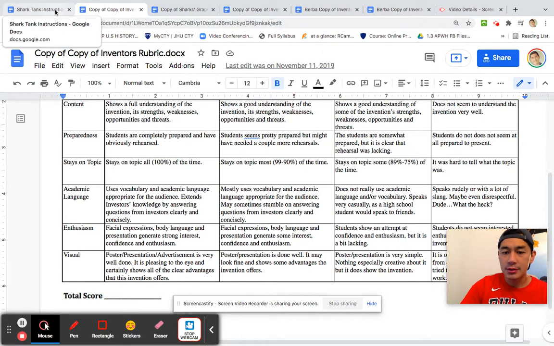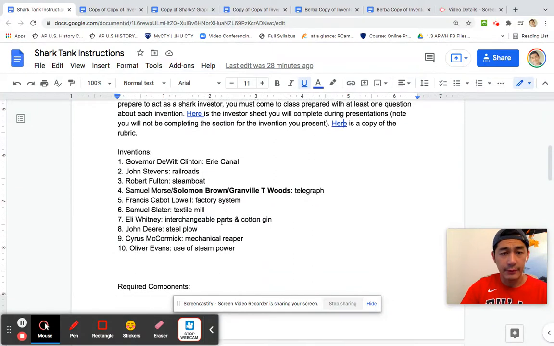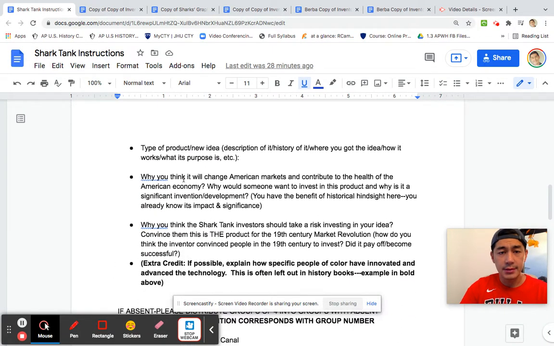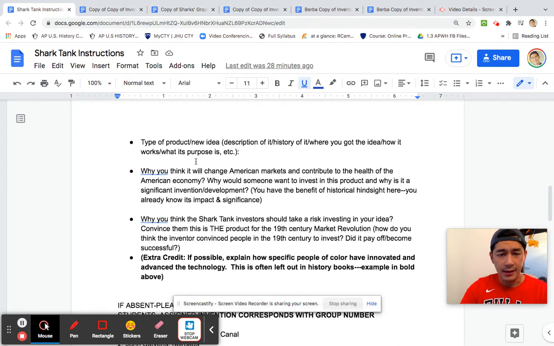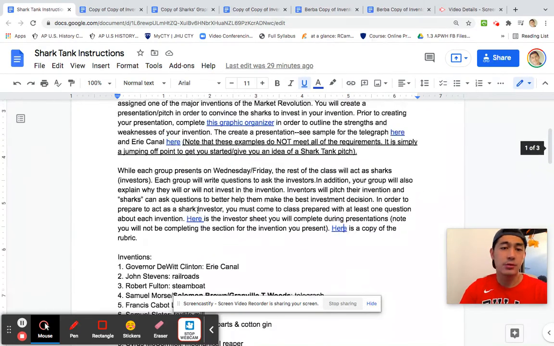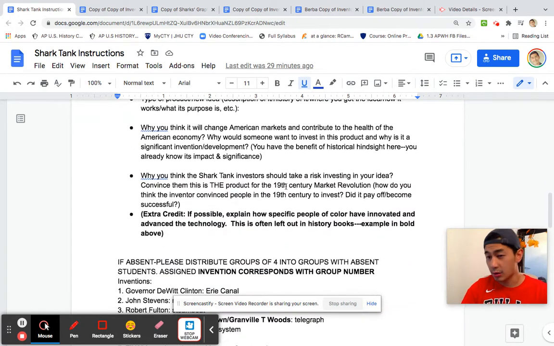All right. So if you have any questions, make sure that you do ask. This is our group of inventions with the appropriate inventor. And let me go through this. A couple things. I've already gone over this. Extra credit: if possible, explain how specific people of color have innovated and advanced technology. This is often left out of history books. So, for example, if we have the telegraph and you want to explain how African American inventors Granville T. Woods and Solomon Brown have made it better, go for it.